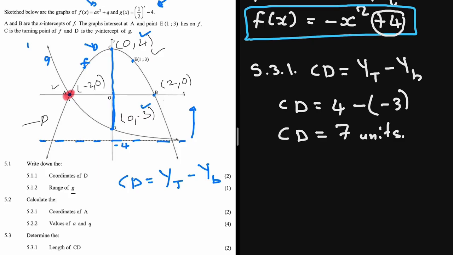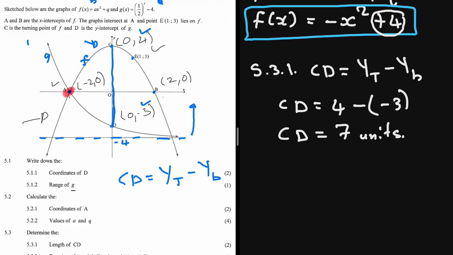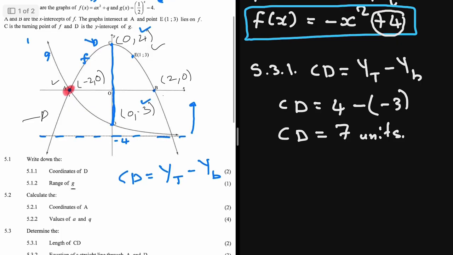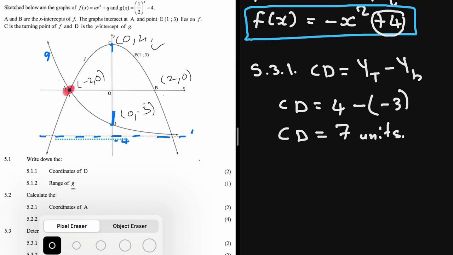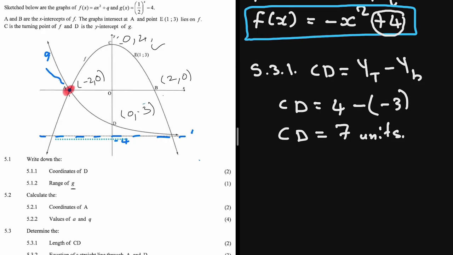And then now the question says that we must do what? We must determine the equation of the straight line that is passing through point A and D. Okay, so let me just clean up the mess here so that we can look at what is happening. So they're saying now we must determine the equation of a straight line that is passing through point A and D. So the straight line is going to pass between these 2 points, point A and point D.